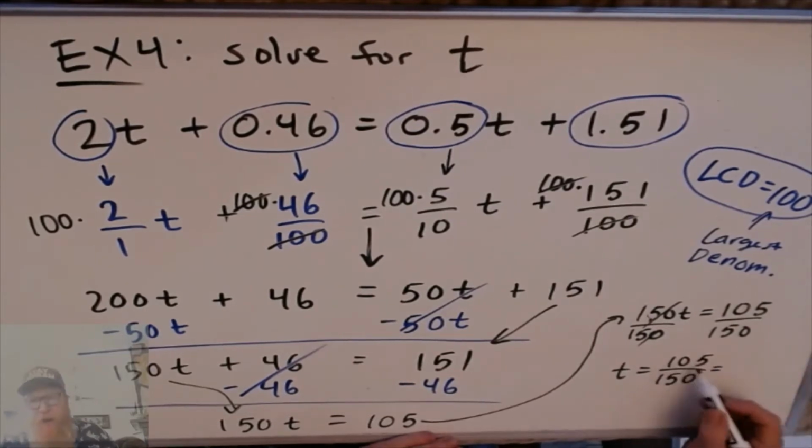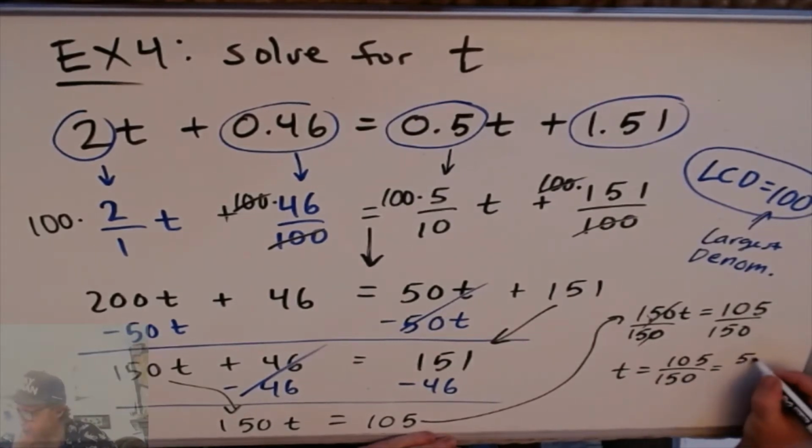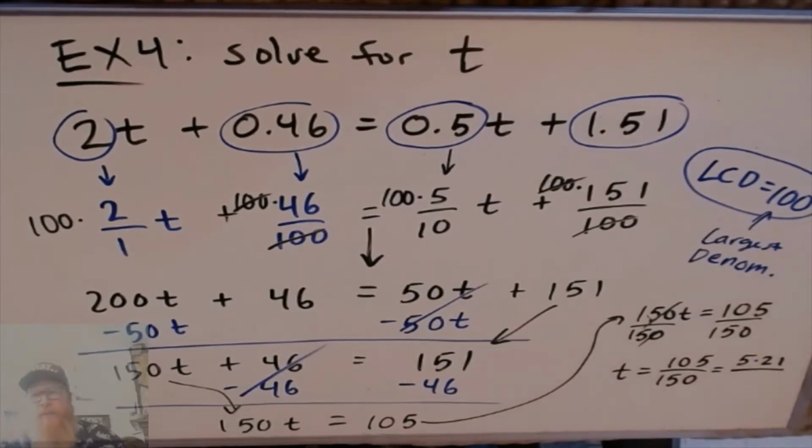105 is 5 times 21. If you don't believe me, multiply it out. 5 times 20 is 100, so 5 times 21 is 105. And 5 times 30 is 150. Okay? So you can cancel out a pair of 5s. So now you have 21 over 30.